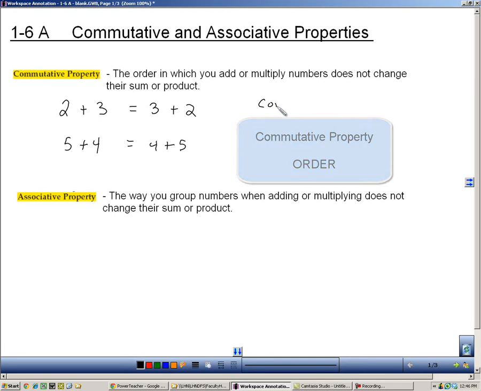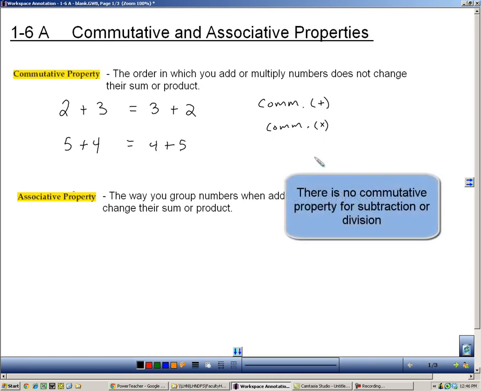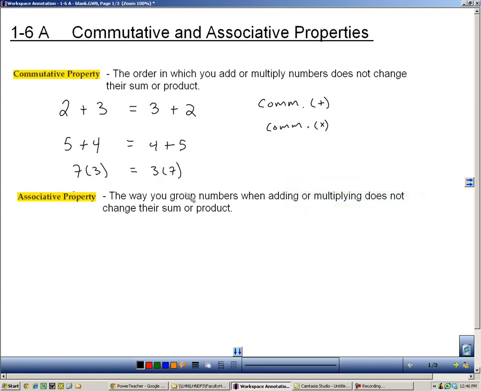So there is such a thing as the commutative property for addition, and we also sometimes say the commutative property for multiplication. So it also works there. If I were to go 7 times 3, it's the same as 3 times 7.